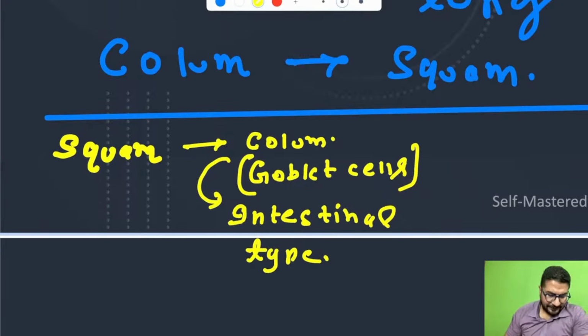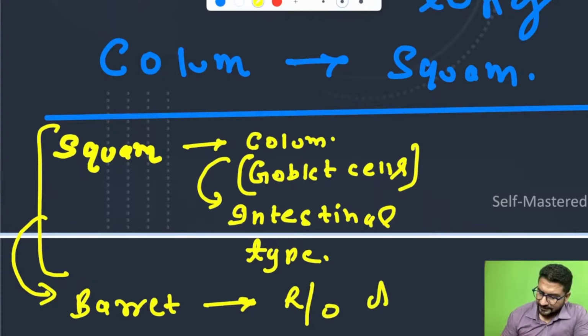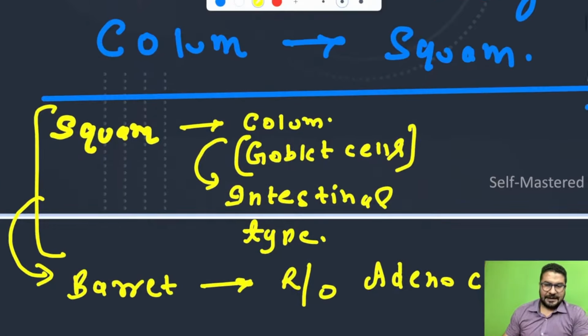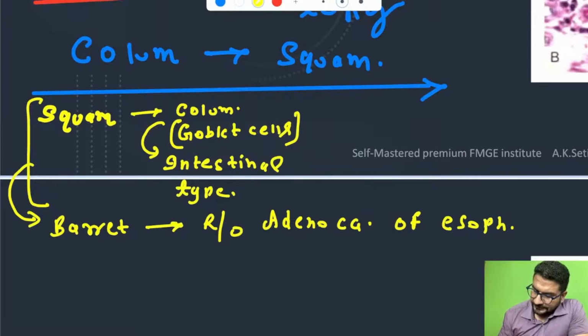This is something which we see in Barrett. And remember, Barrett esophagus in the long term will convert into adenocarcinoma of the esophagus. So this is something which you have to remember. Done?